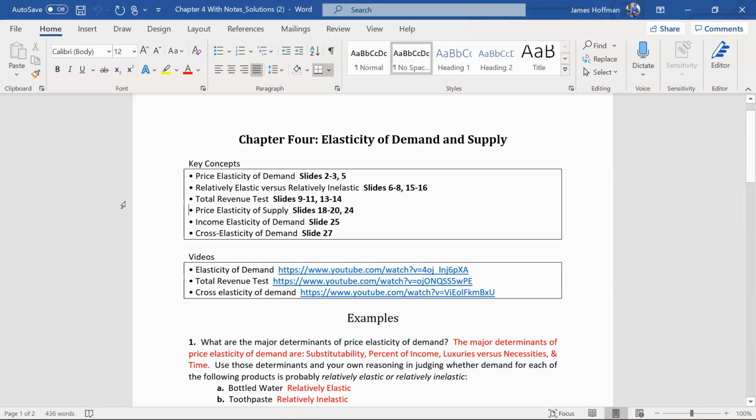Okay, so next we're going to talk a little bit about the price elasticity of supply. This is how suppliers or firms respond to price changes. Let's look at slides 18 to 20 and then 24.